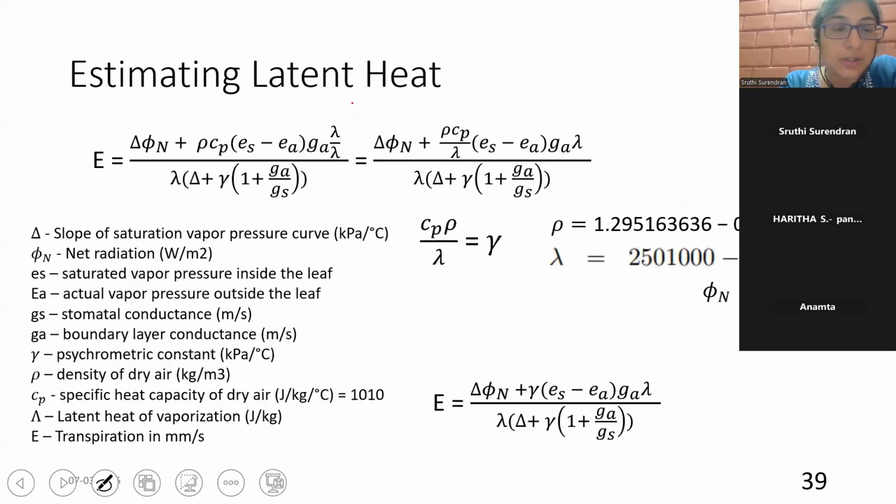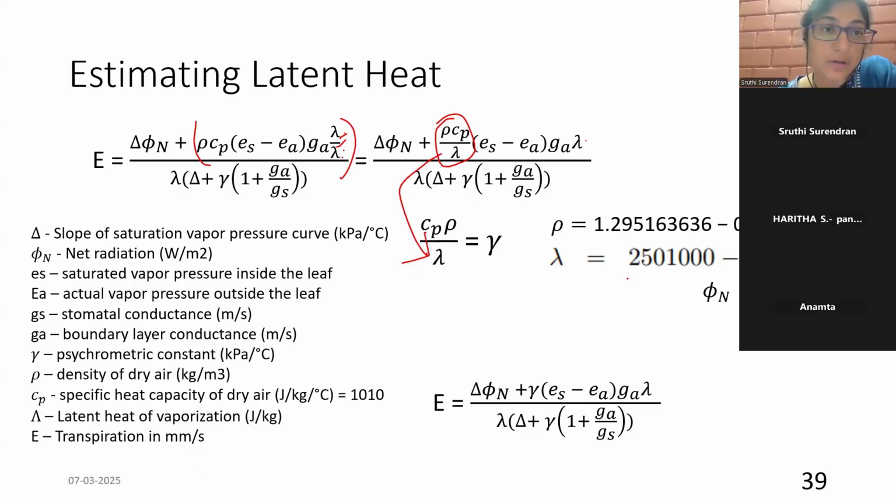Now, when we take this to the denominator, and in the numerator we multiply and divide by lambda, we will get the term. So this lambda is multiplied and divided in this numerator. We can see that particularly for this term. This lambda stays here in the numerator, and this lambda, if we divide it by this rho Cp by lambda, this entire term is called the psychrometric constant.